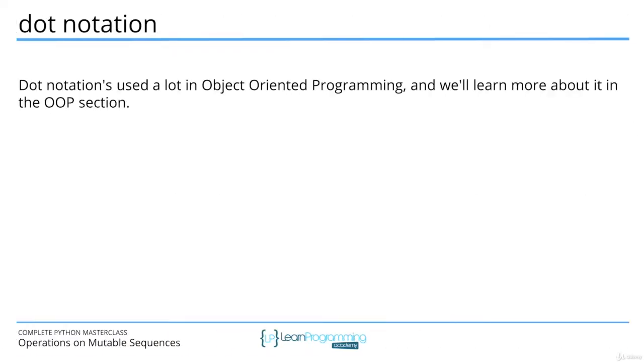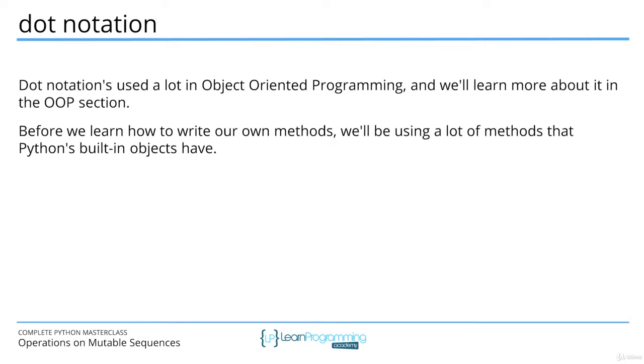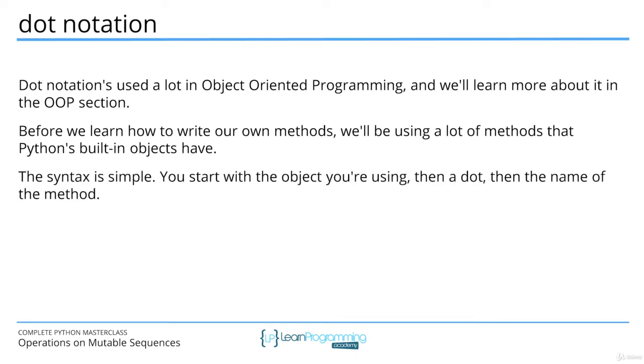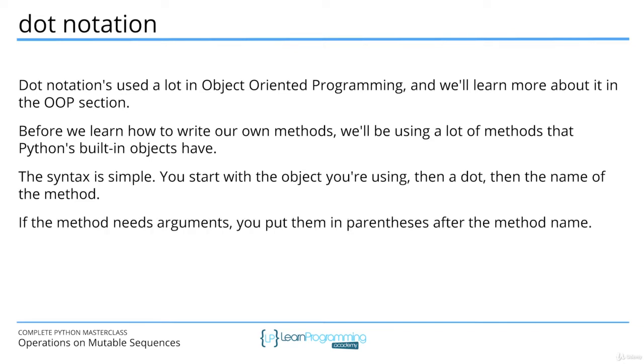Dot notation is used a lot in object-oriented programming, and we'll learn more about it in the OOP section of this course. Before we learn how to write our own methods, we'll be using a lot of methods that Python's built-in objects have. The syntax is simple. You start with the object you're using, then a dot, then the name of the method. If the method needs arguments, you put them in parentheses after the method name.